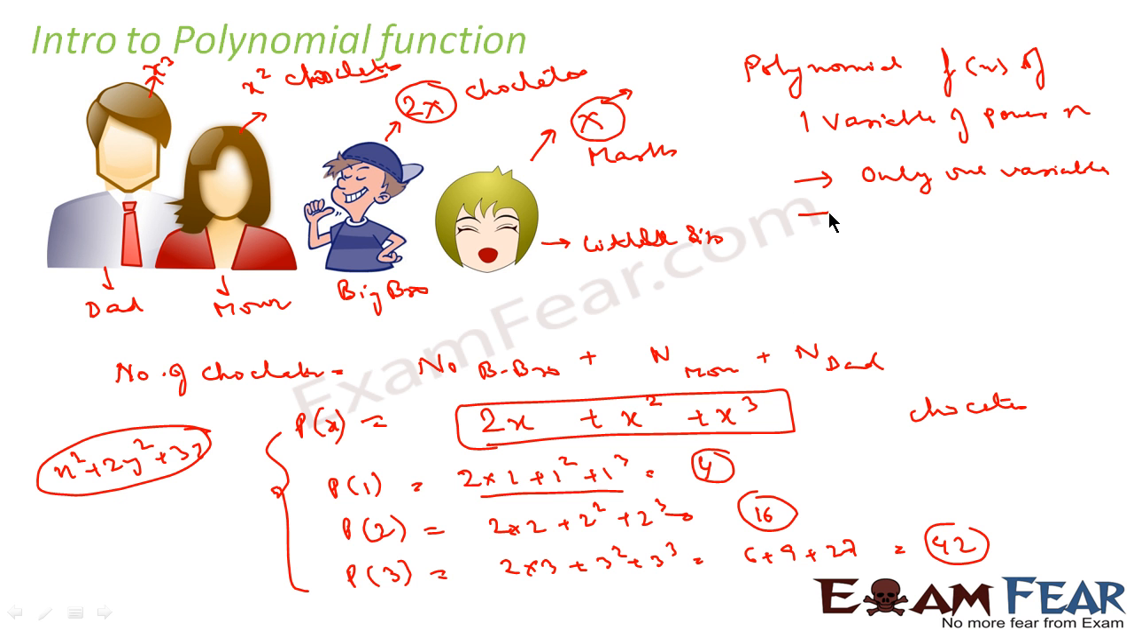Now the second is power. Power is nothing but the highest power. The power of the polynomial is nothing but the highest power of x, that is, the highest power of the variable. This is nothing but the power of the polynomial function. So a polynomial function of one variable of power n is nothing but a function with only one variable, and the highest power of the variable is the power of the function.